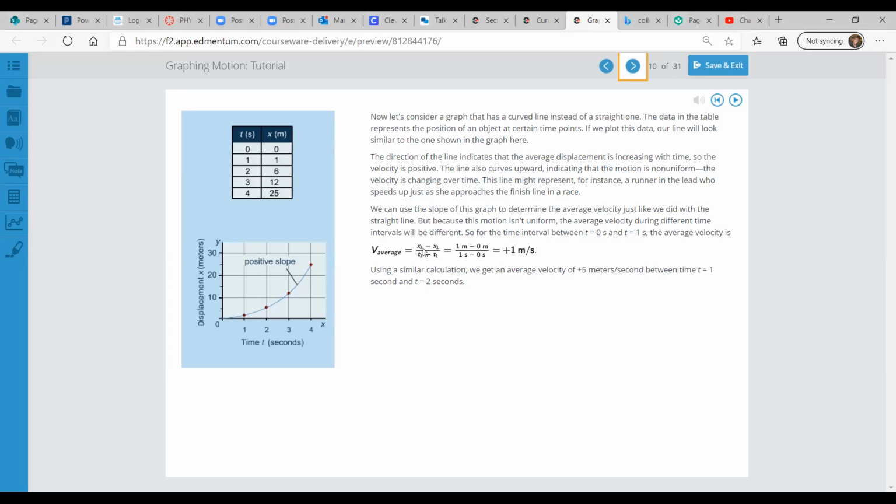So using that average formula from the last page, choose 2 points. So we'll choose this one and this one. Or we'll do t equals 1 and then t equals 0. That makes it easy. 1 minus 0 over 1 minus 0 leaves us with 1 meter over 1 second, and that's a positive 1 meter per second. And you'd get that if you picked any two average velocities.